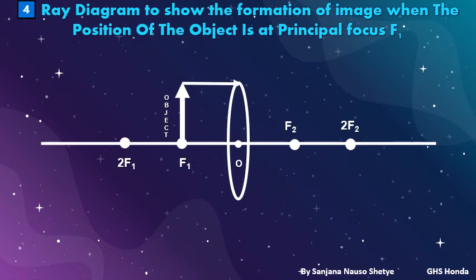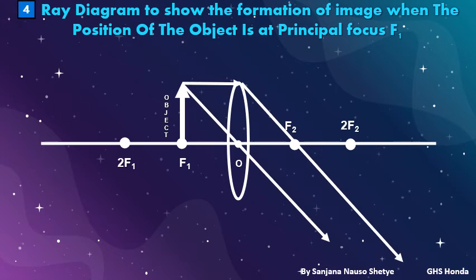Draw an incident ray parallel to the principal axis which passes through the convex lens and gets refracted. Draw one more ray which passes through the center O. You can see here that these two rays do not intersect on the screen, but you can also see that the rays are not parallel. That means they are going to intersect further if we extend both the rays.